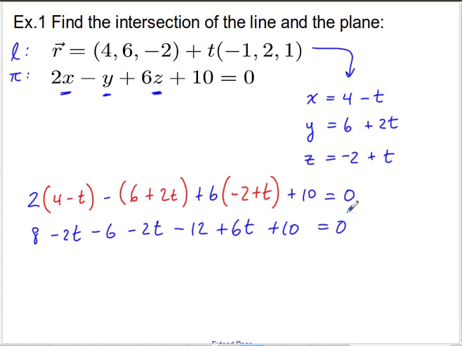And from there, it's just a little bit of cleanup. Let's do everything on one side to start. So let's start with our constants. 8 minus 6 is 2. 2 minus 12 is -10. -10 plus 10 is equal to 0. -2t minus 2t is minus 4t. Plus 6t, -4t plus 6t is plus 2t is equal to 0. And of course, that 0 doesn't need to be there, so we end up with 2t equals 0, which is the same as t is equal to 0.